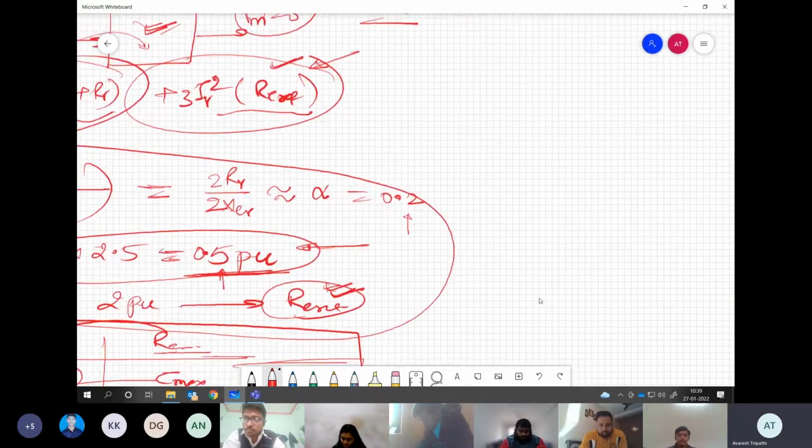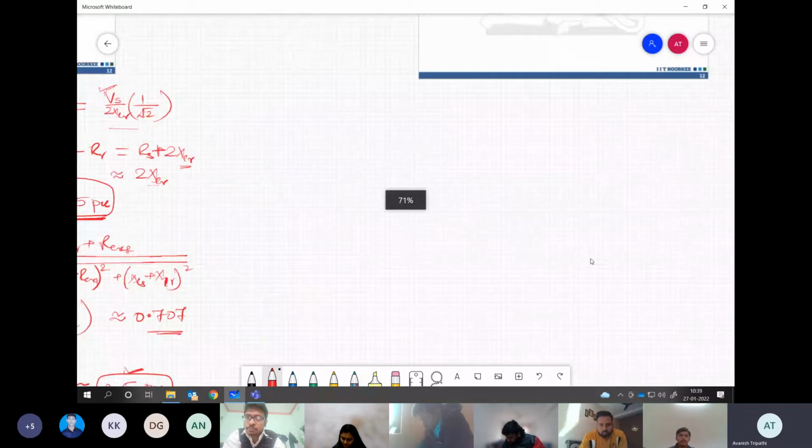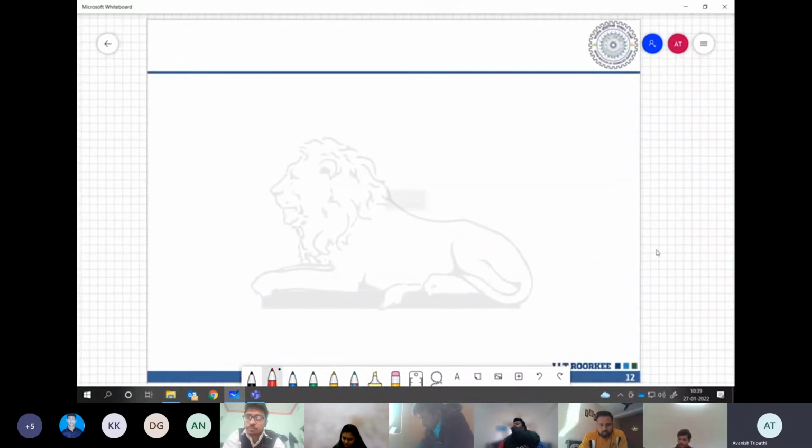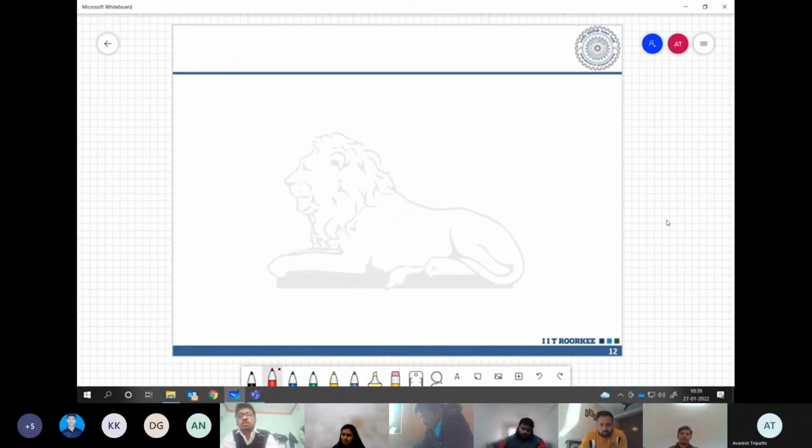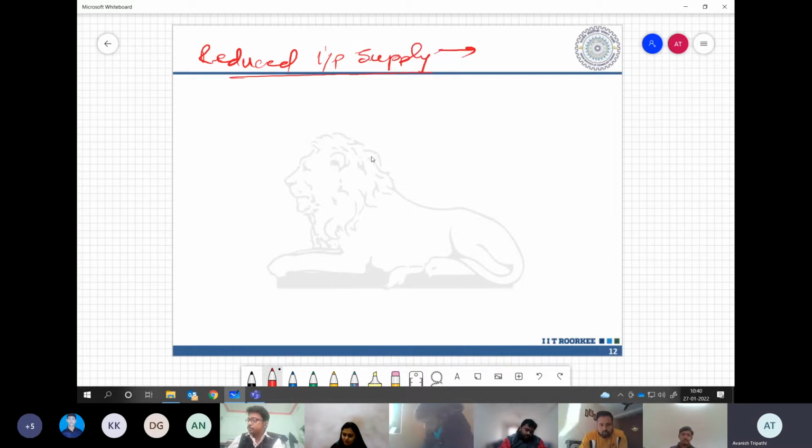Now see, a similar analysis we can do for the other method of starting. What is the other method of starting? We have the reduced input supply. This is another way of starting. For small motors, generally we see, for example, in a fan, the regulator is basically applying some smaller voltage. So for motors which are small in power, this could be a good way to start.